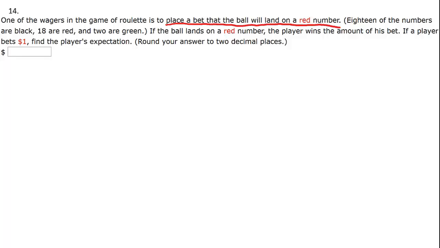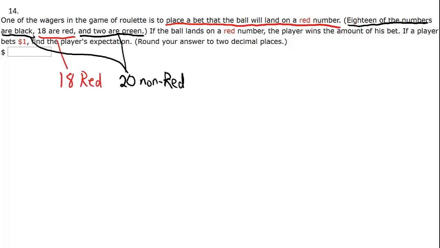So the first thing is to understand what they're saying. We want to place a bet on a red number, or we want to look at that probability at least. We know there are 18 black, 18 red, and 2 green. Now we only want to know whether it lands on a red or it doesn't. So from our point of view, we don't care about the black and the green separately. We only want to know if it's red or not.